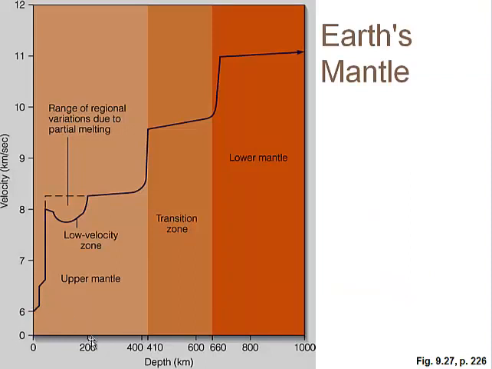And this is what it looks like. You have depth, velocity as it moves. It's moving, hits a certain point, variation due to partial melting, low velocity zone, slows it down, and then you have a transition zone, another transition zone. So think of the asthenosphere. That's what I was trying to remember.